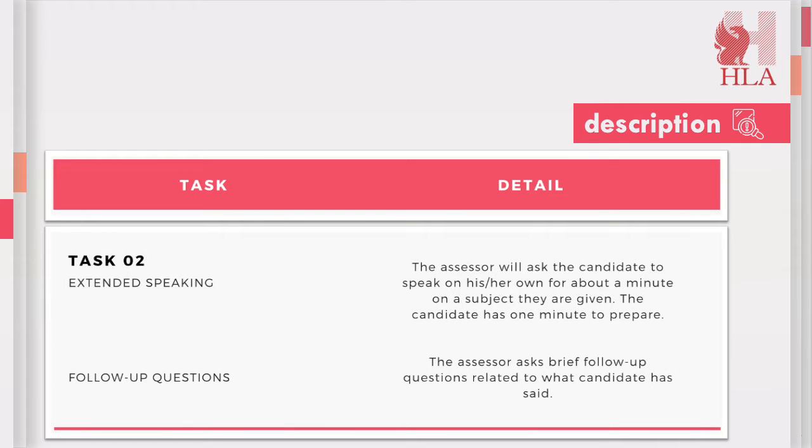Moving on to task 2, the assessor will ask you to describe something. You'll have 1 minute to plan your extended speaking. This is a presentation where you speak for approximately a minute and describe what you've been asked by the assessor. The assessor will then ask follow-up questions.